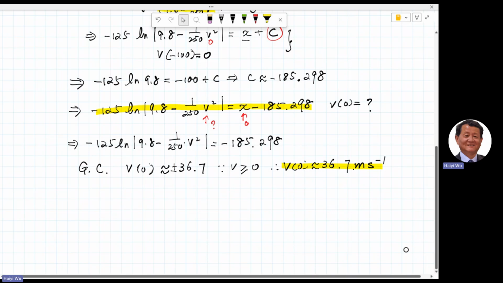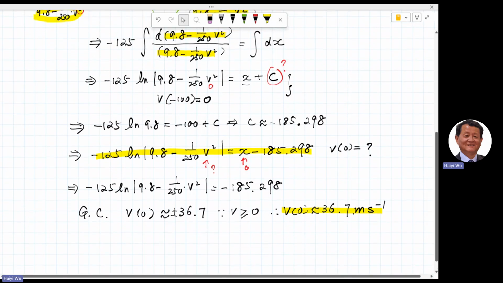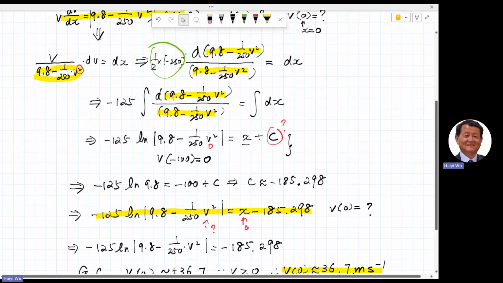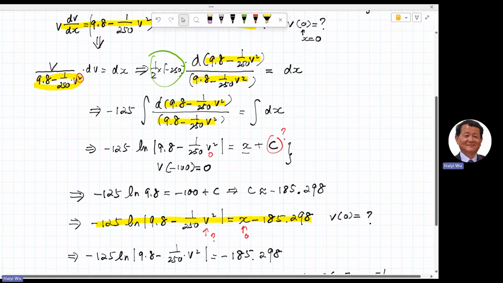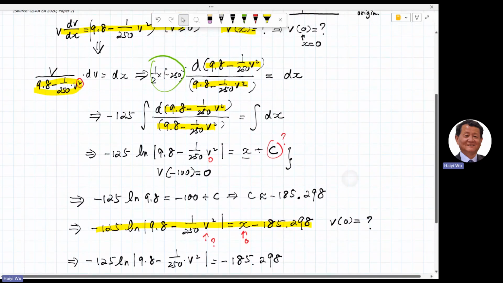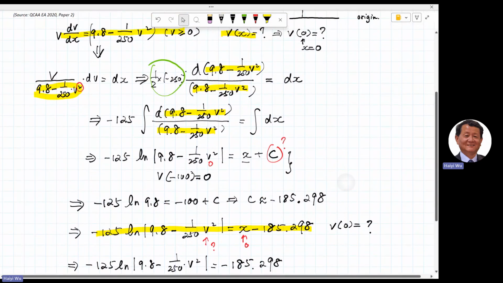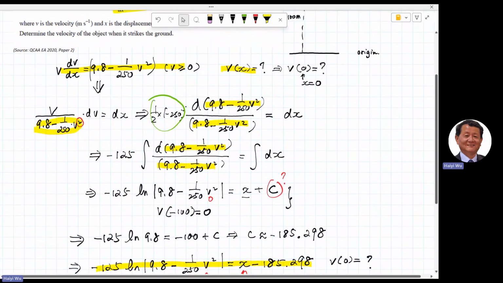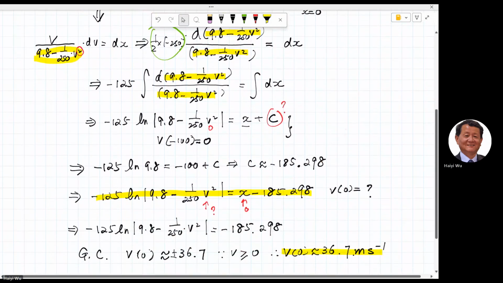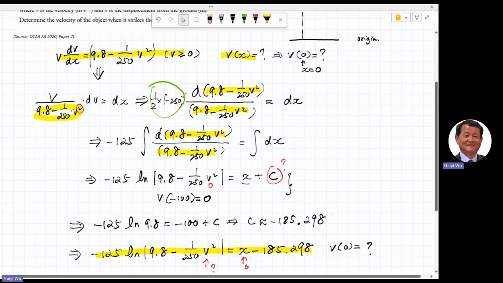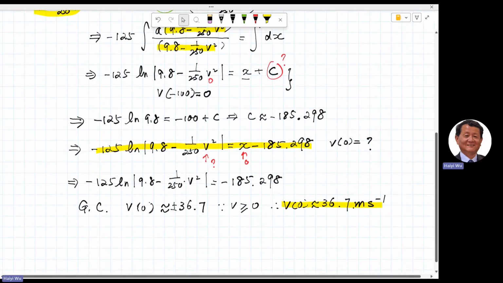Now this question is integration using differential equations. The key is using the logarithm, which is the natural log, to find the left-hand side. So this is my solution.